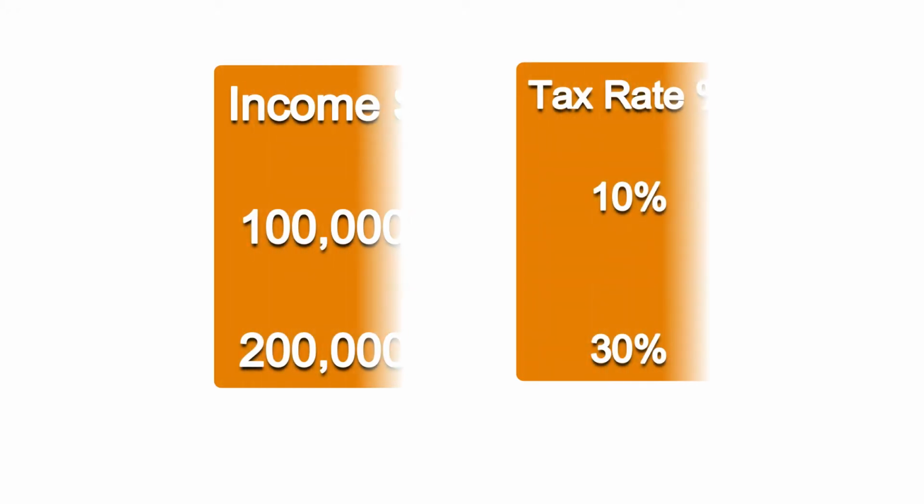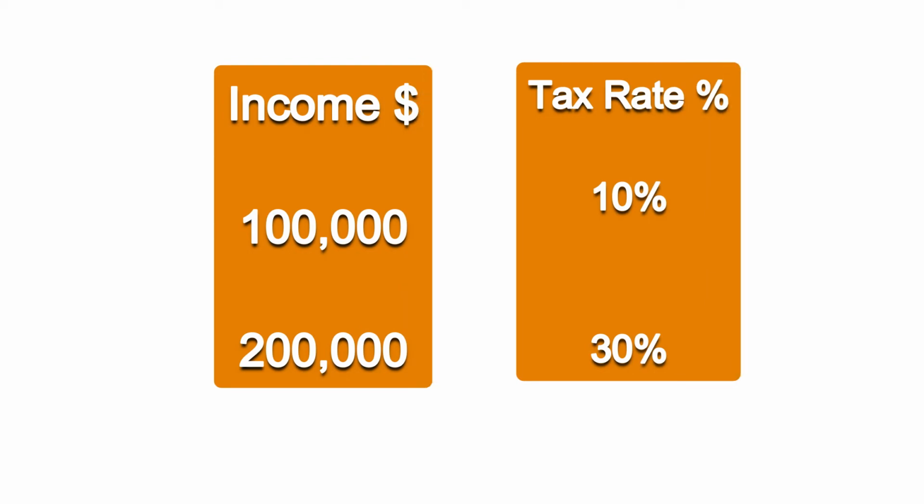Income increases, tax rate also increases. Keep in mind, I'm talking about the tax rate, not the amount of tax. For example, if income is initially $100,000, tax rate is, let's say, 10%. If income increases to $200,000, tax rate will rise to, let's say, 30%. So this kind of tax is basically called progressive tax. It is also known as automatic stabilizer.